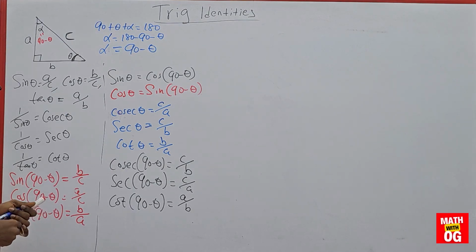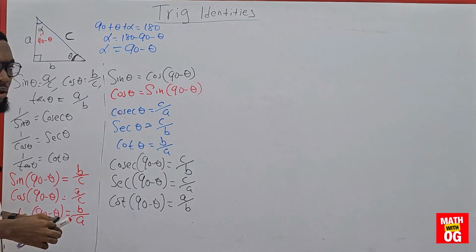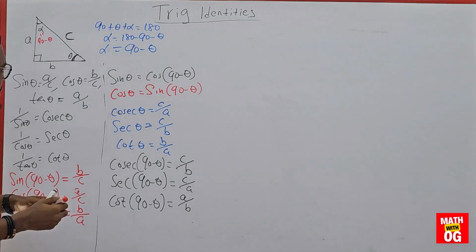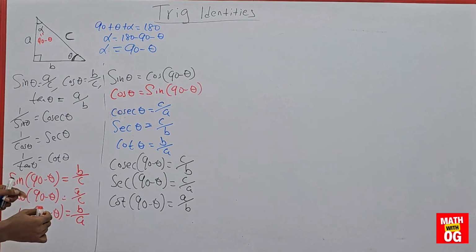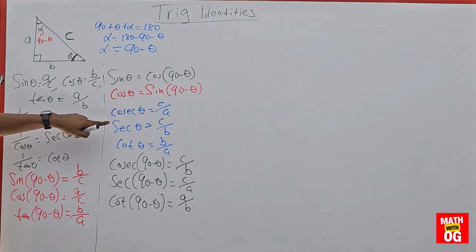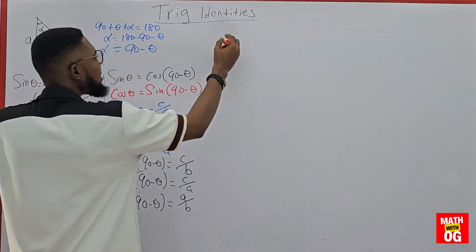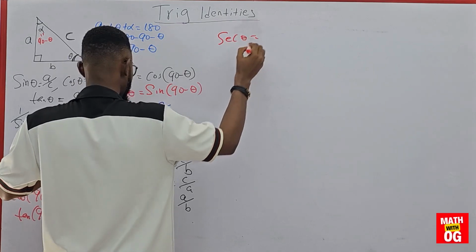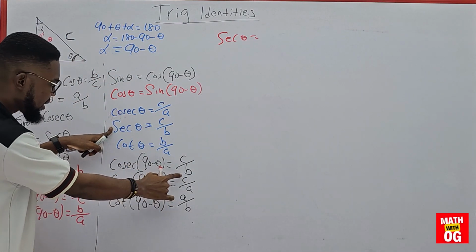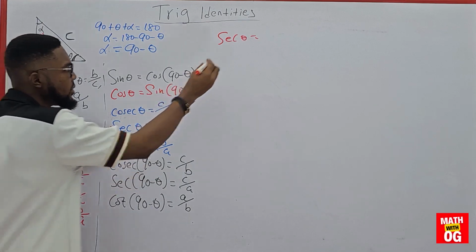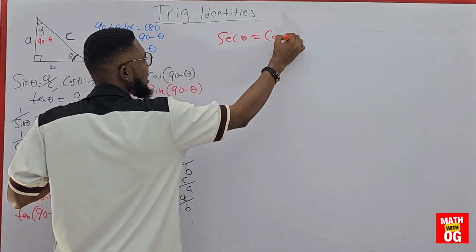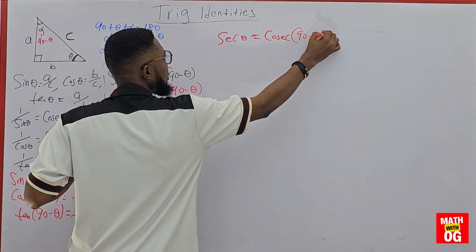Cot 90 minus theta should be A over B. Now, let's look at the relationship that we can build from here. Starting with sec theta, my sec theta is equal to C over B. Where can I find C over B here? This one. So this is equal to cosec 90 minus theta.